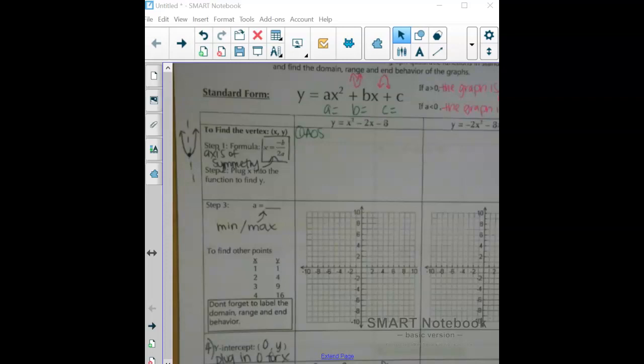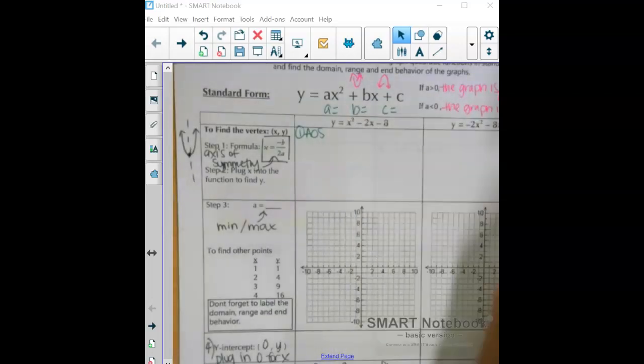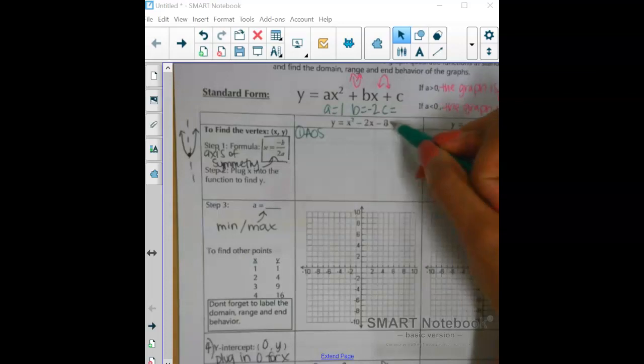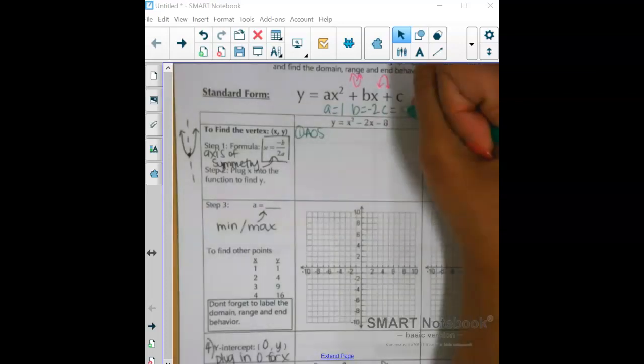So if I was to plug in my numbers, Andrea, what's the A value? In this equation, what's the A? Okay, so what's the number in front of x squared? 1, good. What's the B value? What kind of 2? Not just the x. What sign? Negative 2, and then what's the C value at the end? What kind of 8? There you go.